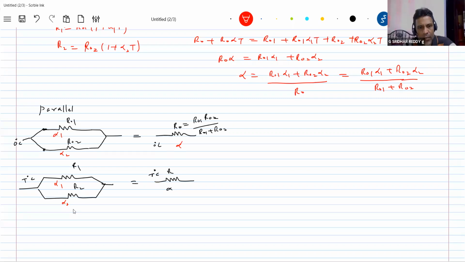What should R be? R should be equal to R1 R2 by R1 plus R2, the same formula. So I'll proceed like this.